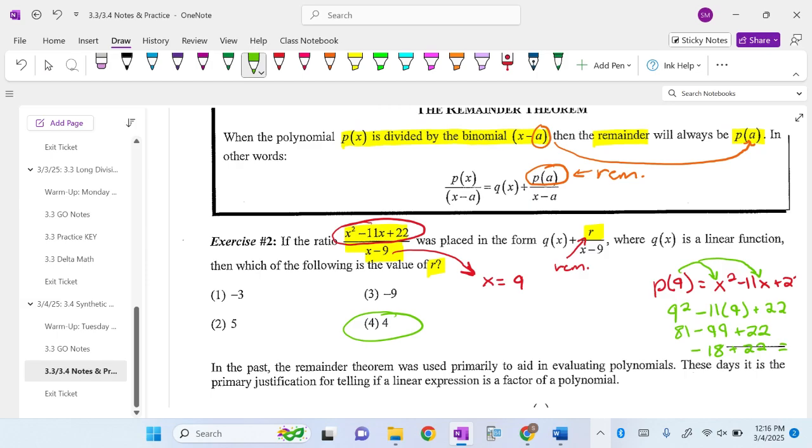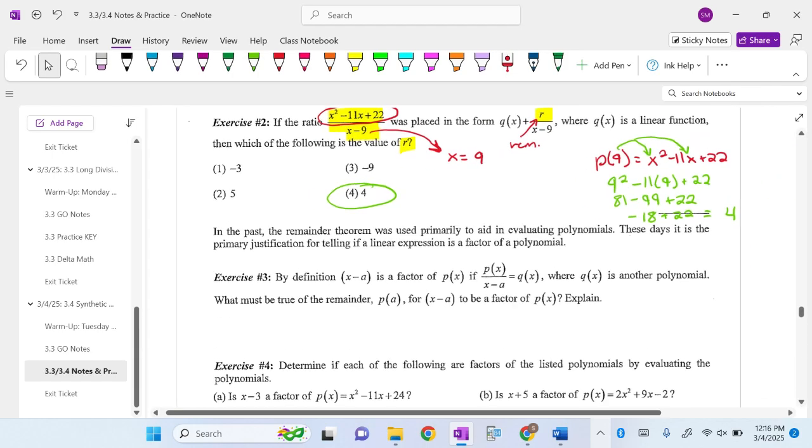So if I ever ask you what the remainder of a number is, and I give you the original problem, you don't even have to do the division to figure out what that remainder is. All you got to do is figure out what the root is. So take your divisor, set it equal to 0, solve for x, and then plug that number in for every x in the dividend. Does that make sense? Pretty straightforward, right? Yes, no, maybe? All right.